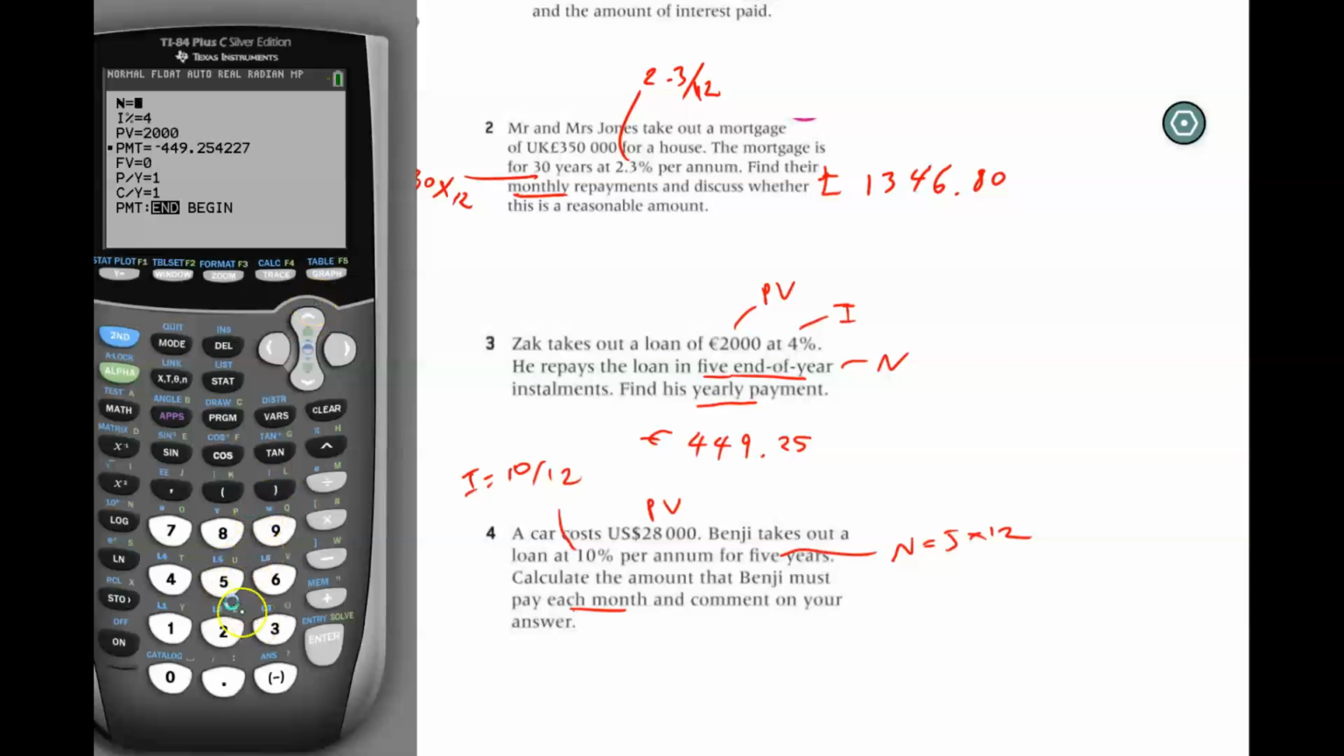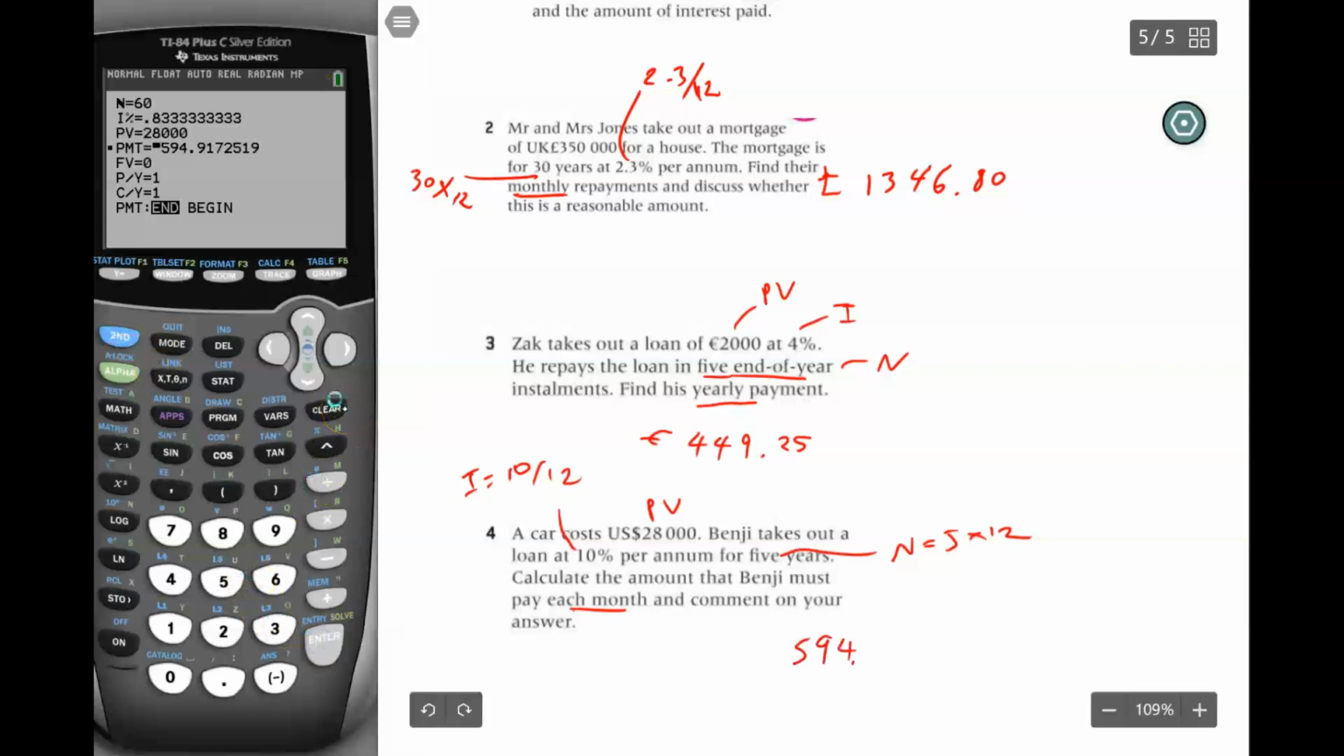N is going to be 60. I is going to be 10 divided by 12. PV is going to be 28,000. And the payment is what we don't know. And of course, FV is going to be 0 as usual. P/Y and C/Y are going to be 1 as usual. 594.92. That is going to be the monthly payment.